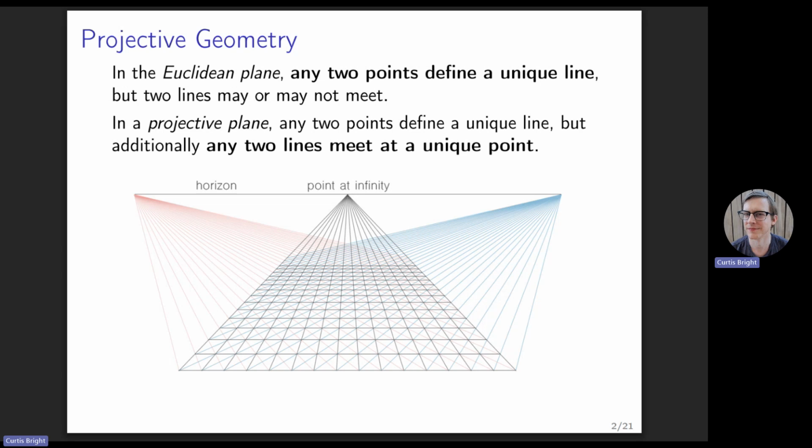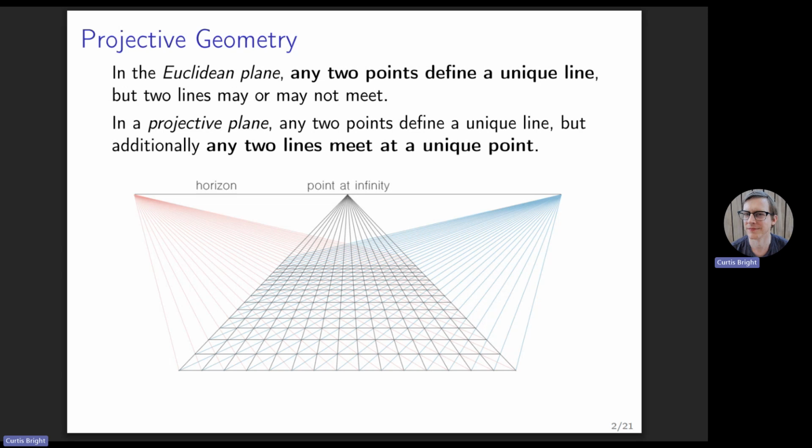You have points, you have lines. Any 2 points, there's going to be one line through those points, exactly one. Now, if you have 2 lines, they may or may not meet at a point. They might meet at one point. They might be parallel. They don't meet at any points. In projective geometry, we're actually going to have a different axiom, which says any 2 lines meet at a unique point. At first it's counterintuitive, but it actually makes sense.